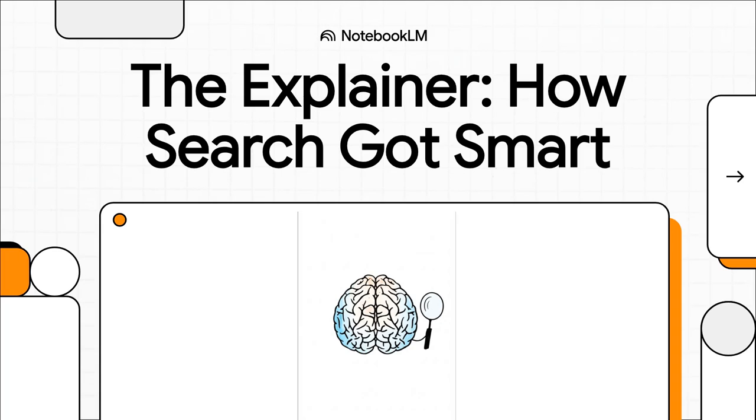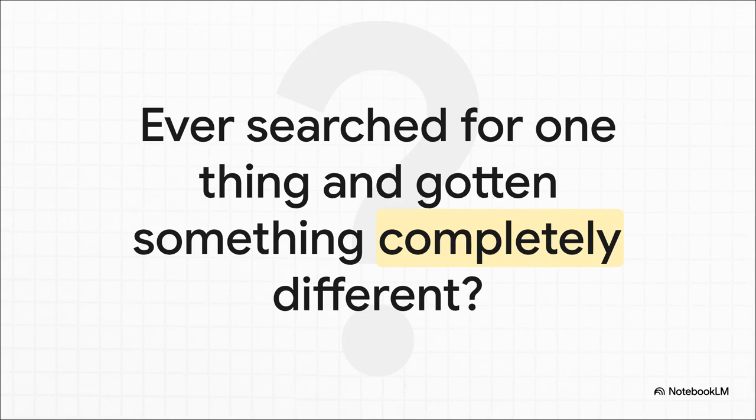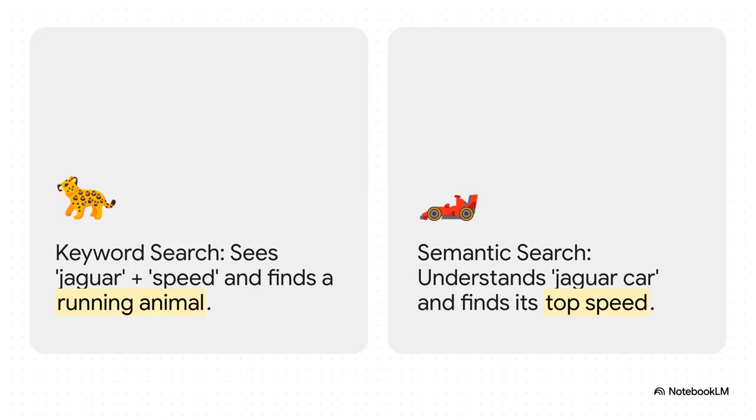Welcome to The Explainer. Today, we are diving deep into the seriously smart technology that makes modern search work. And it all starts with a problem I know you've had. We have all been there. You type something into a search bar, you hit enter, and the results that pop up are just not it. It's a classic, totally frustrating experience. And this shows you exactly why that happens.